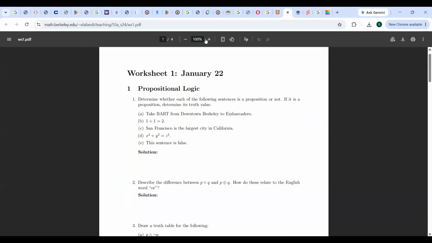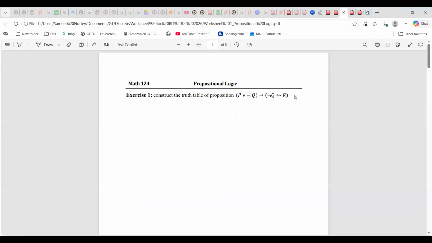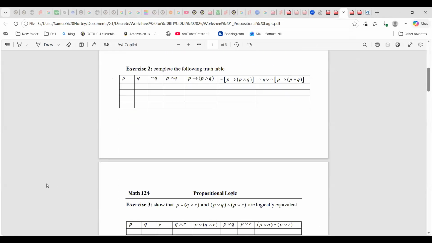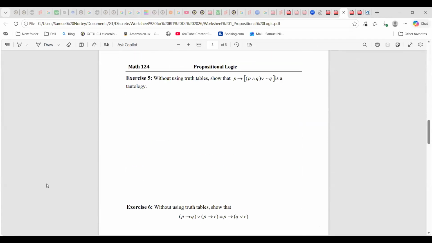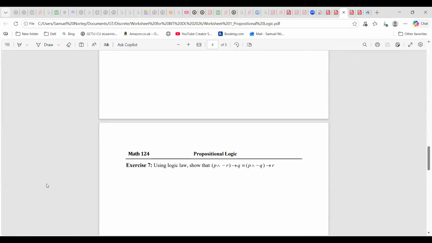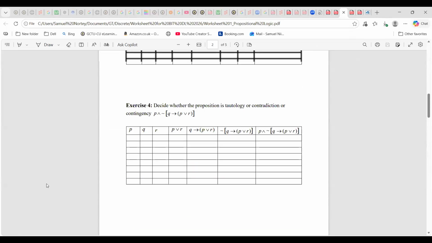Let me show you some of the tutorial questions you have to deal with later. Let me see, worksheet 1. This worksheet 1, you see, construct the truth table for this. This is where we are going. So you see, we see P, we see Q, we see R. Then you draw the truth table. So you see the letters, they are all starting from P, Q, R. Hardly do you see a question that deals with A, B, C, D.